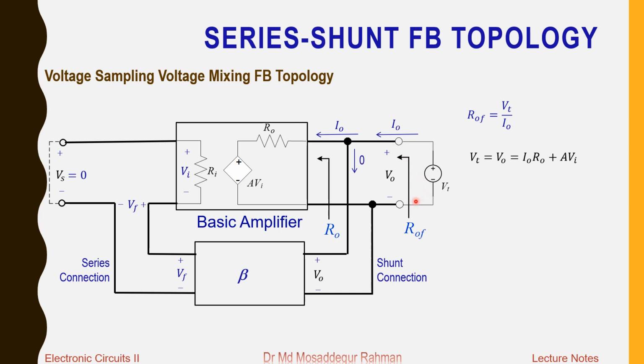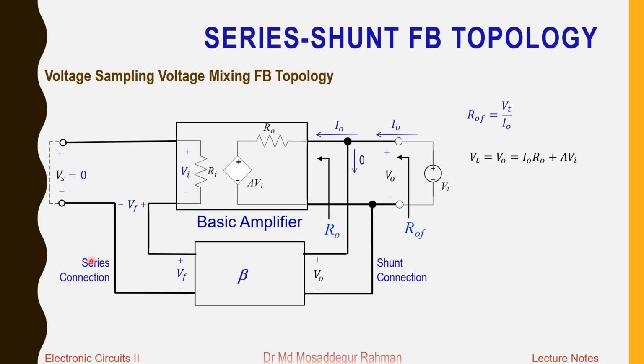So we are applying this signal voltage or test voltage Vt here, and this current is I naught flowing all the way into the amplifier through R naught, giving rise to a voltage drop across R naught, and then we have this voltage AVi. So the voltage Vt we can express as the same as V naught, and that is equal to the summation of I naught R naught, the voltage drop in R naught, plus the voltage of this voltage source AVi. So that is the simple KVL.